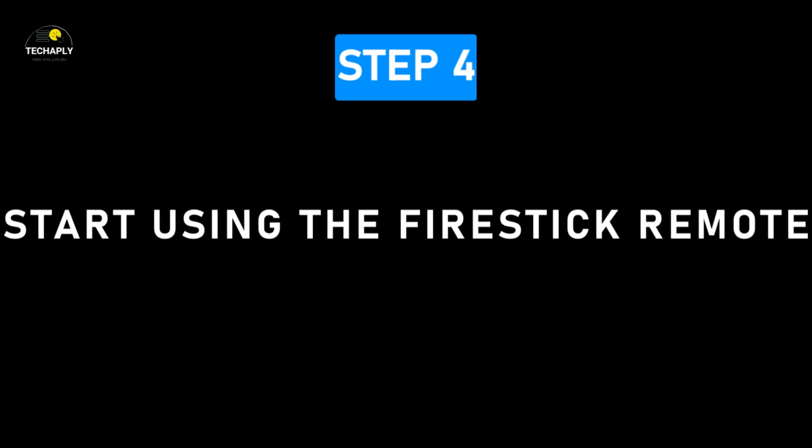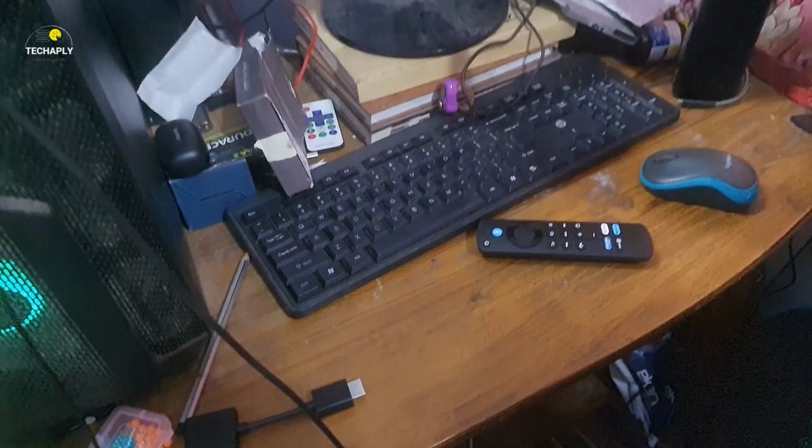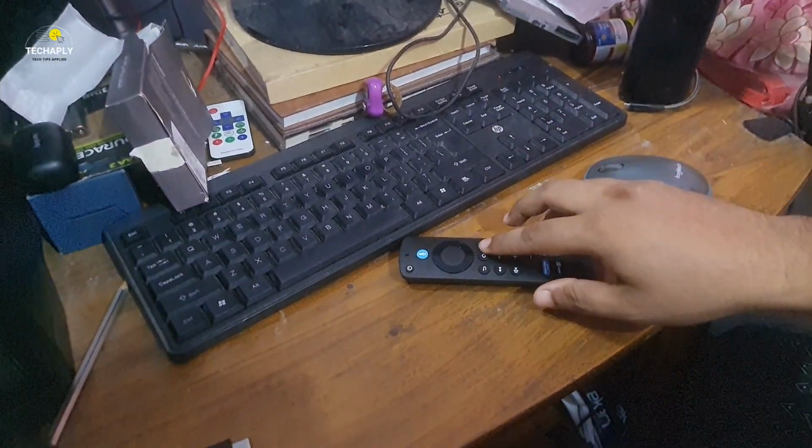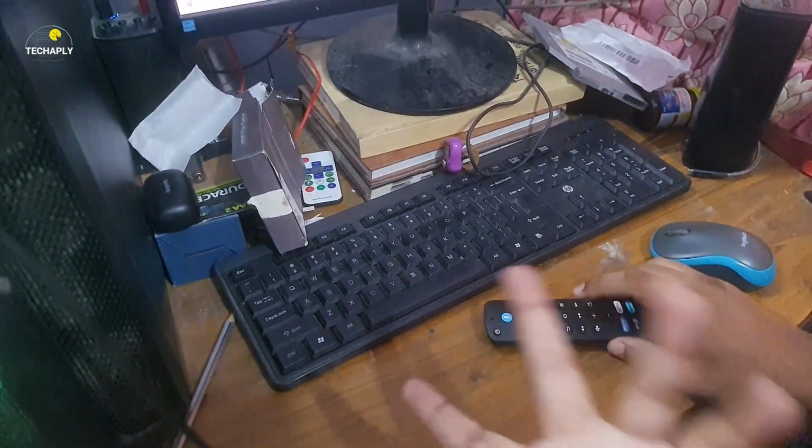Step number 4. Start using the remote control for the Fire Stick TV as normal. Use the Fire Stick TV remote to navigate around and use the voice command function on the remote for searching specific items that you want to watch.